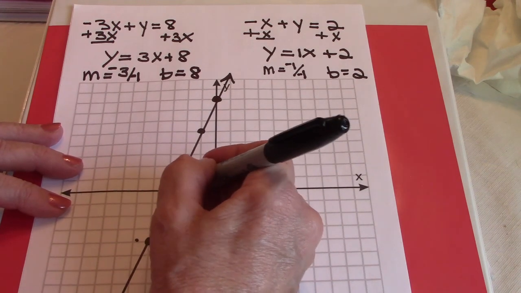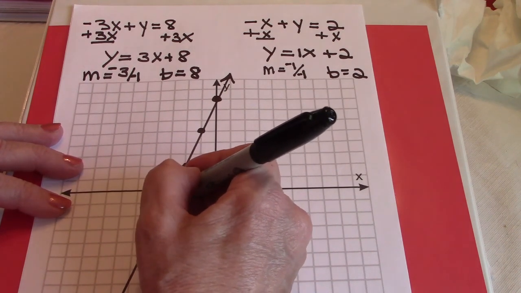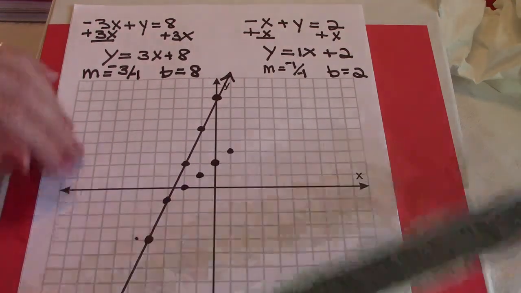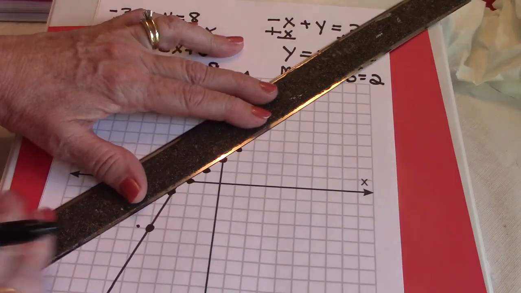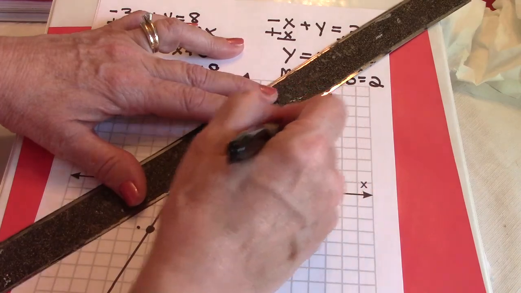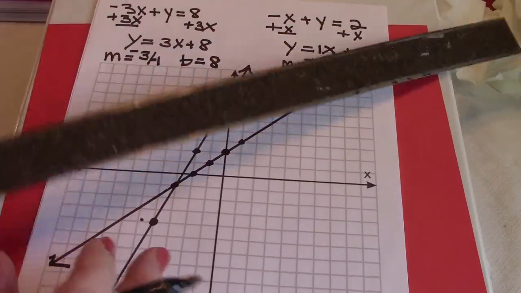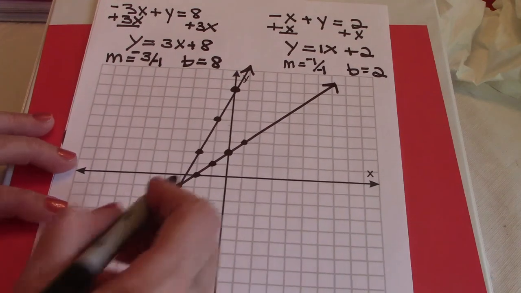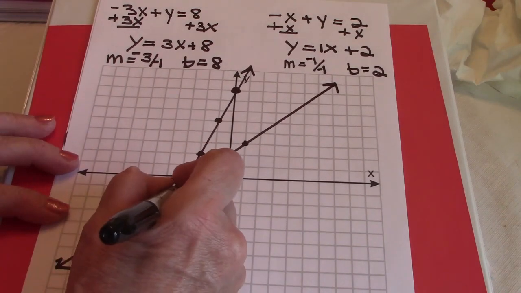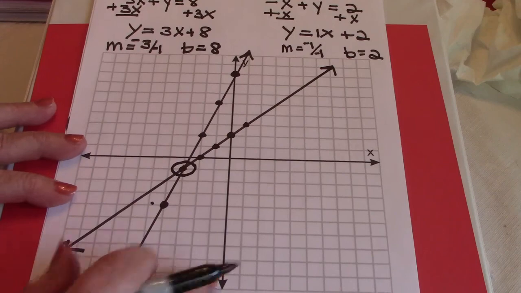Down is negative, to the left is negative. Down is negative, to the left. Looky, looky, what I found. I'm always happy when I find it when I'm plotting points, because it's easier than trying to draw straight lines. Here's my point. Let's see where we ended up.